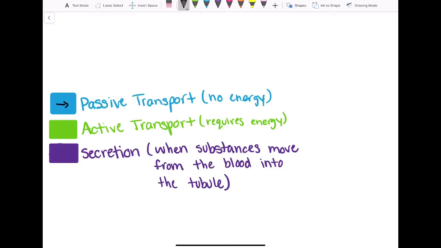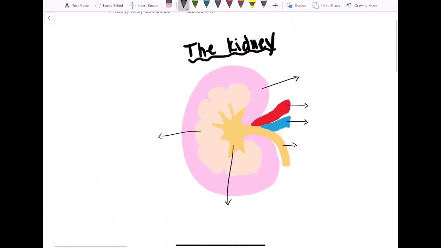In this video, blue arrows will represent passive transport, green will represent active transport, and purple will represent secretion. Secretion is when substances move from the blood and into the tubule.